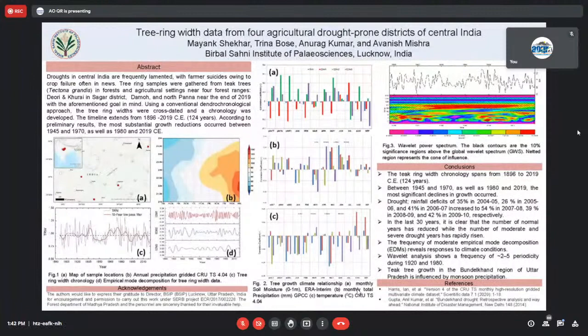So in this analysis, we observed that the moderate-frequency empirical mode decomposition reveals the response to climatic conditions, and the wavelet analysis shows the ENSO variability. And teak has a relationship with the monsoon variability in this region. Thank you.